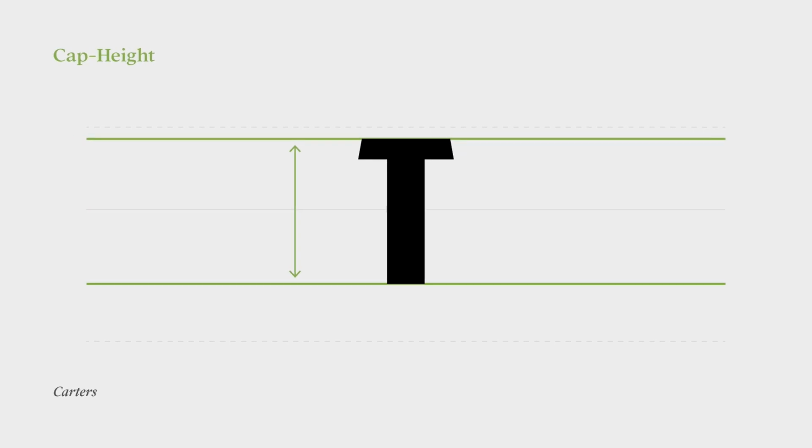C is for cap height. The cap height is the measurement from the baseline to the top of the flat uppercase letters. For example, M, I, or T.